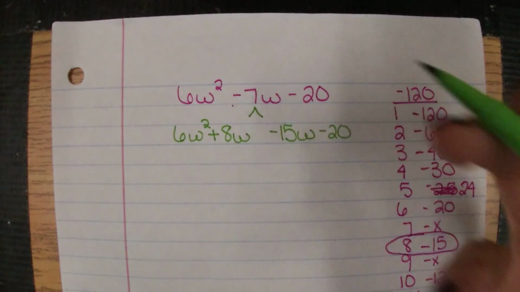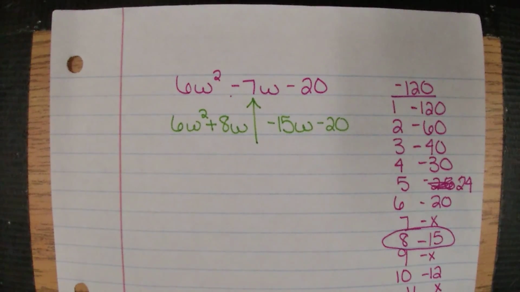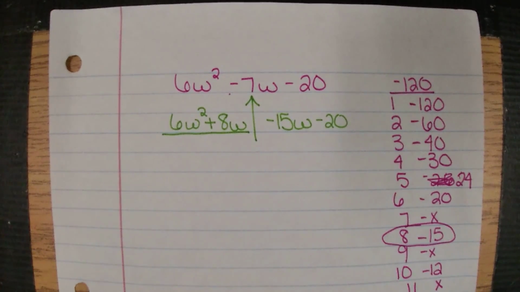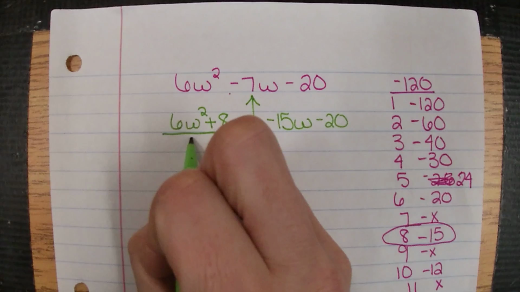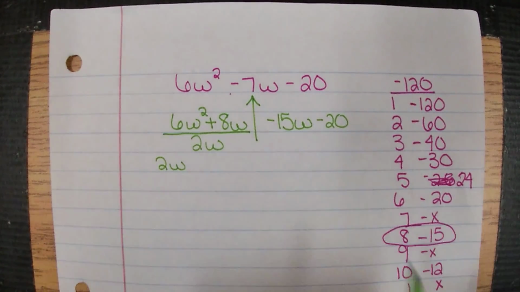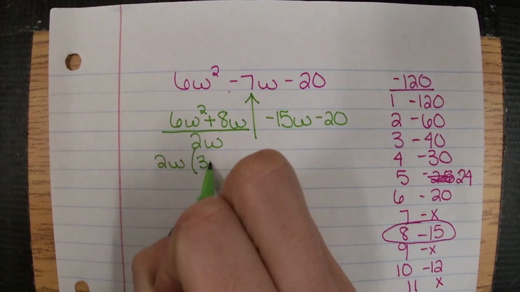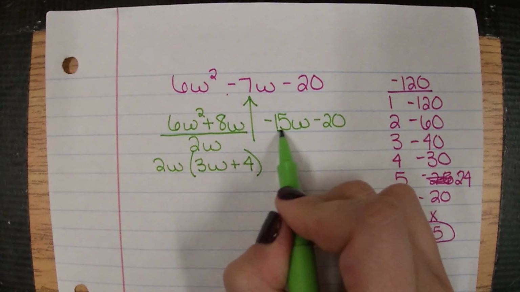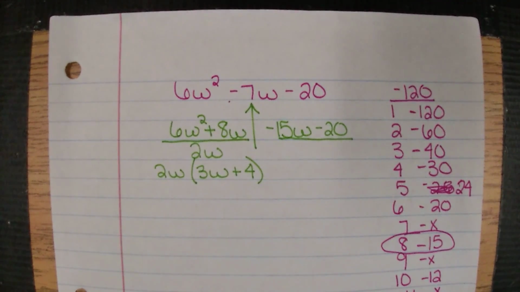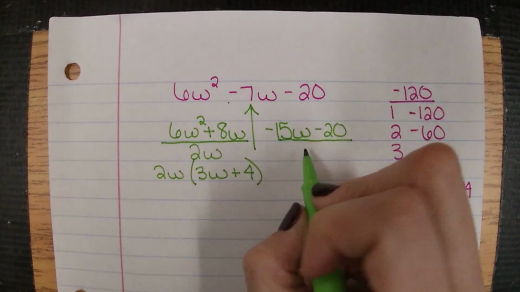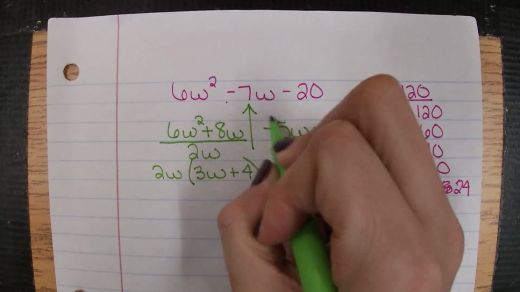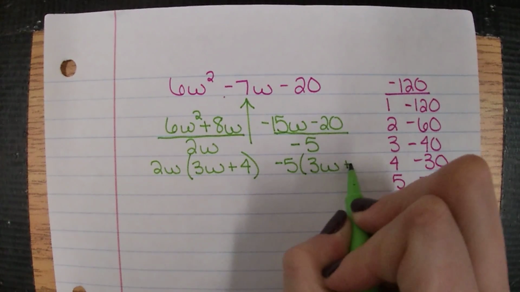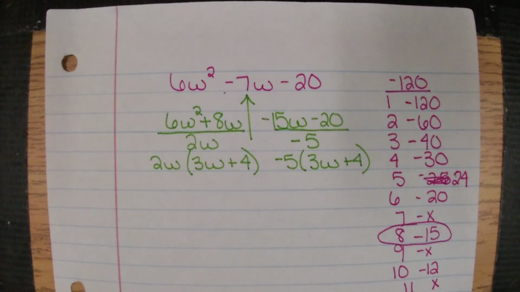Okay, so now when we go to factor this by grouping, we're going to split it in half. On this left-hand side, what is our GCF going to be? We should be pulling out a GCF of 2w. When we pull out that 2w, it will leave us with a 3w plus 4. Now on the right-hand side, what is our GCF going to be? We should be picking a GCF of negative 5, because our rule with grouping is that the leading one is negative. So if we pull out that negative 5, we'll get a 3w and a positive 4, since a negative divided by a negative is a positive.